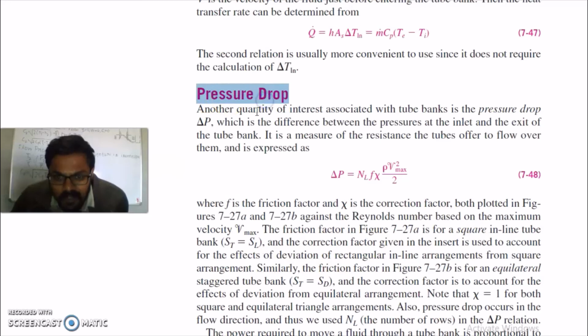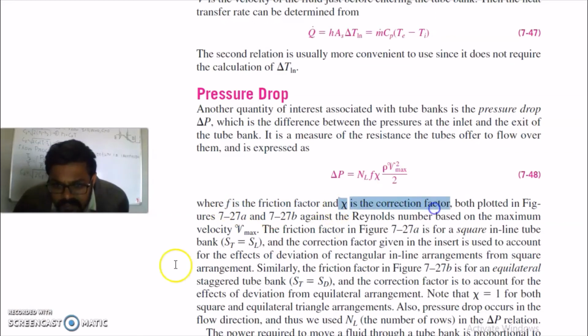Pressure drop. Another quantity of interest associated with tube banks is pressure drop, ΔP, which is the difference between the pressure at the inlet and exit of the tube bank. It is a measure of the resistance the tubes offer to the flow over them. It is expressed as ΔP equals N_L f χ ρ V_max squared by 2, where f is the friction factor and χ is the correction factor.